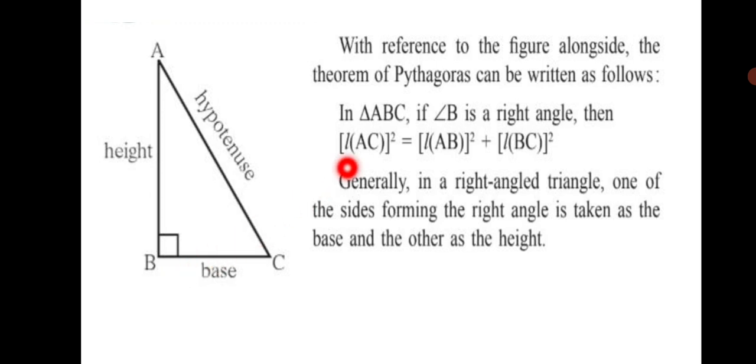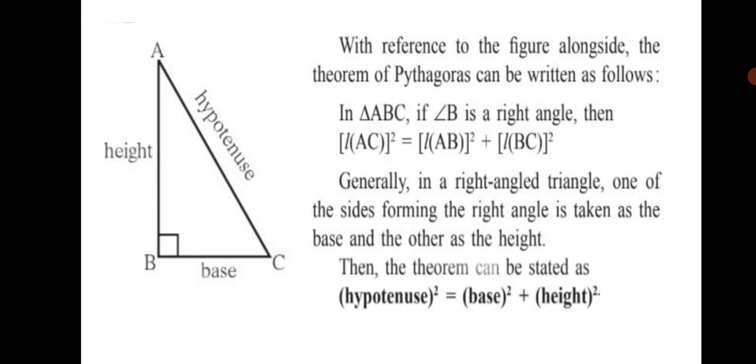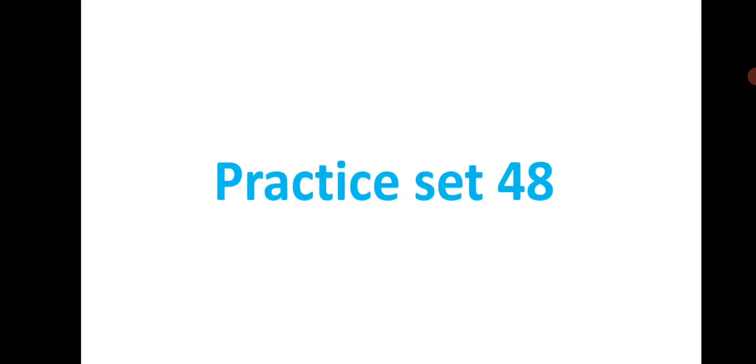So if we substitute AB and BC as base and height, how can we write the formula? It can be written like this. Then the theorem can be stated as hypotenuse square is equal to base square plus height square. You can see here AC square, means hypotenuse square, is equal to AB square plus BC square, means base square plus height square. Okay, so this is a very important formula. This is the theorem of Pythagoras, which you're going to write down in your notebook before you start with practice set 48. So let's begin.